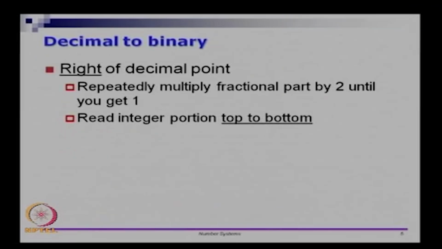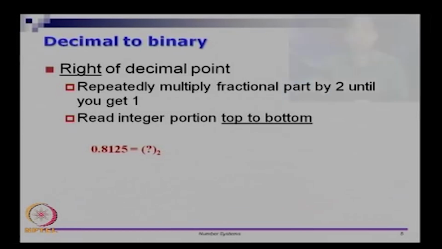Let us see what happens to the right of the decimal point. For the right of the decimal point, we are going to do something slightly different. For the left side we repeatedly divided, for the right side we are going to repeatedly multiply. So for the left side you repeatedly divide until you get a 0 as quotient, and on the right side you repeatedly multiply by 2 until you get 1. Let us see what it is.